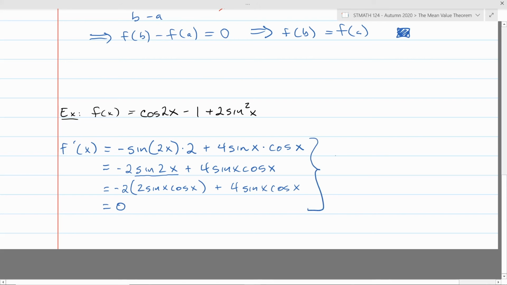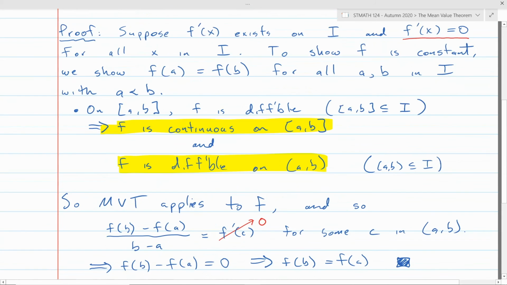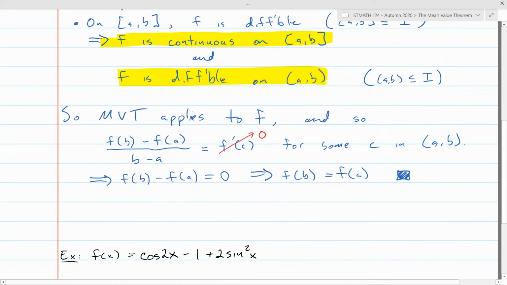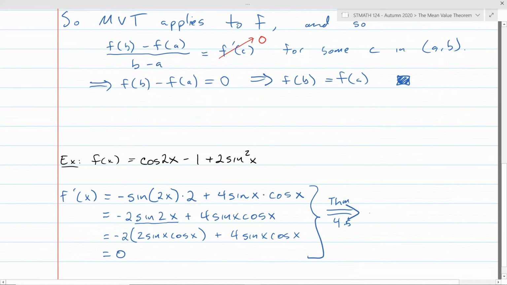So this tells me, by using the previous result, what was the number on it there? Theorem 4.5 tells me that f of x is constant. In fact, I kind of already knew that. I designed this problem to be that way on purpose. So you may get a function that you don't recognize as being constant because it has variables in it and it just doesn't look constant.